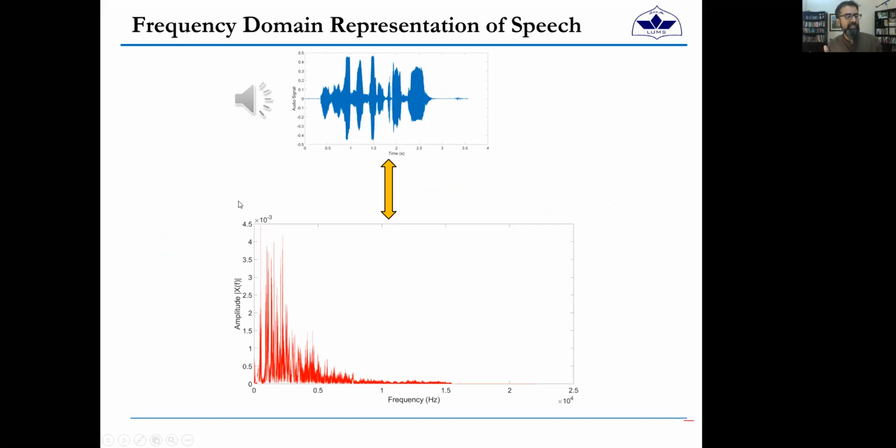This is my 6-year-old daughter's speech, which I have broken down into a sum of sinusoids through something called the Fourier transform, or the Fourier domain representation, using a MATLAB function that we're going to provide to you.